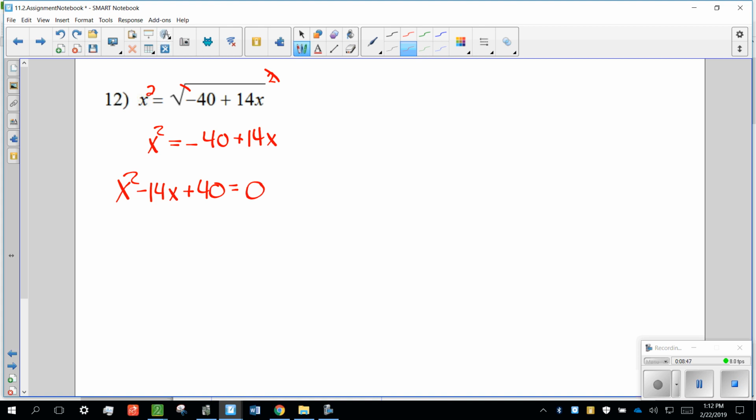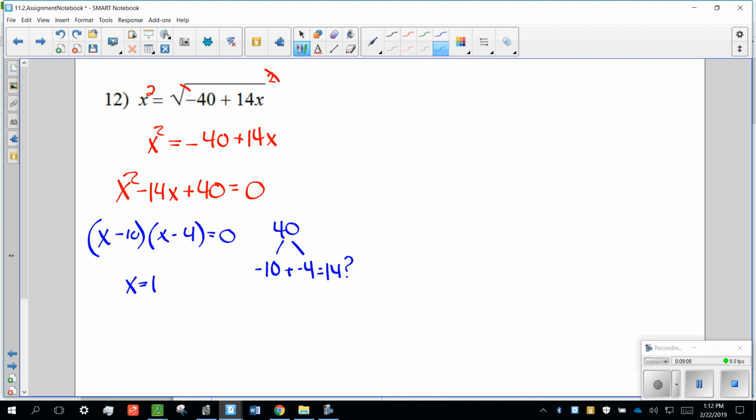Oh, these are just working out so nicely. Are there factors of 40 that will add up to 14? How about negative 10 and negative 4? So you have x minus 10, x minus 4 equals 0. That gives us the two solutions of x equals 10 and x equals 4.